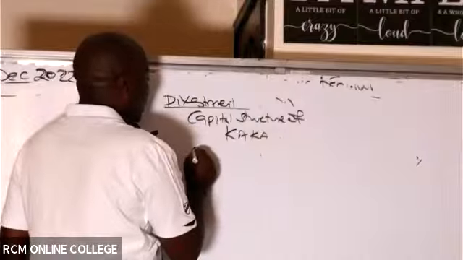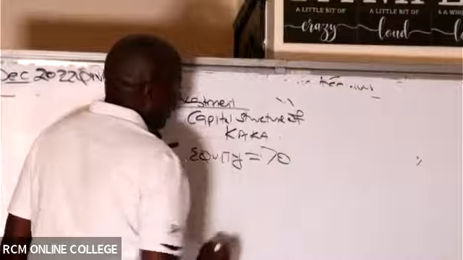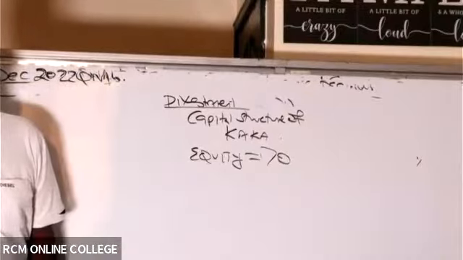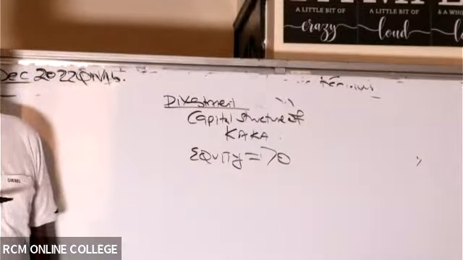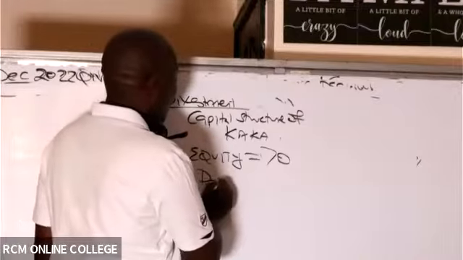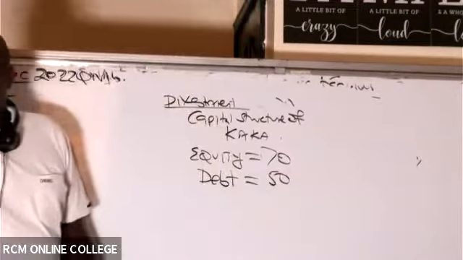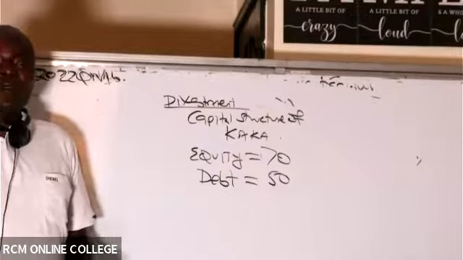Are you able to see the current equity? How much equity does it have? 70. That is the current capital structure of JJ. How about the current debt? Current debt in this case is 50. So now we want to divest here.